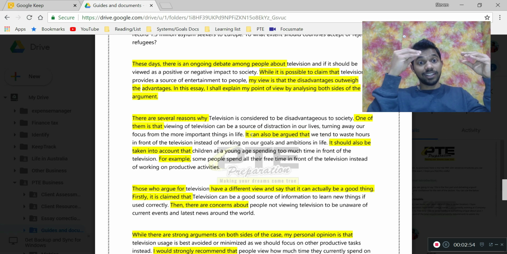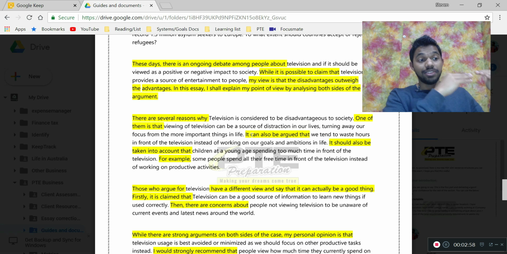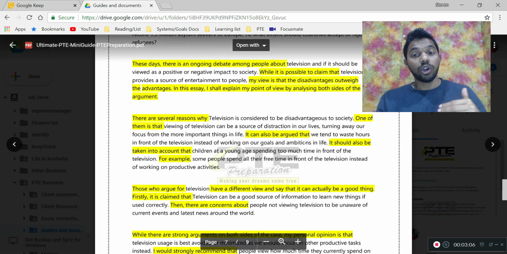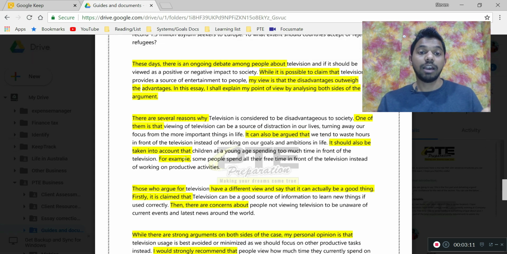So in the first sentence you talked about there are several reasons why television is disadvantageous, and then the following sentences are connected to the first sentence because you're elaborating on those different reasons. And it moves on further, and you also have an example where you can give a particular example. For example, some people spend all the time in front of the television instead of working on productive activities.